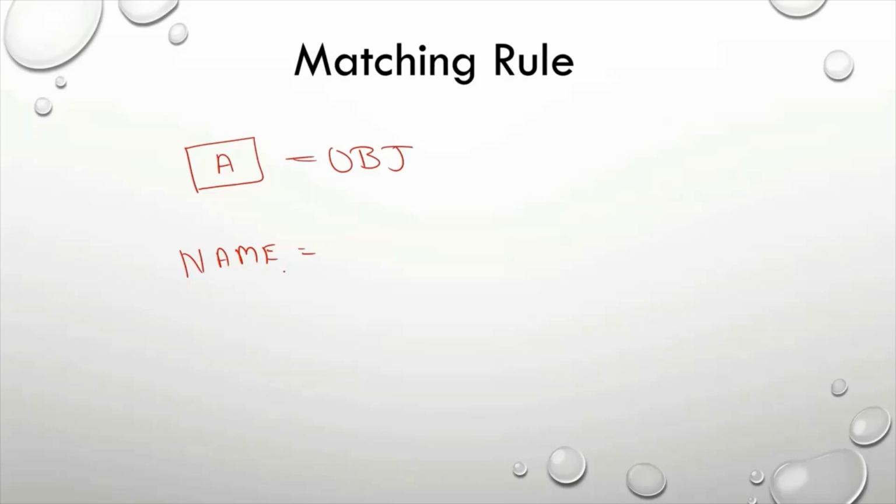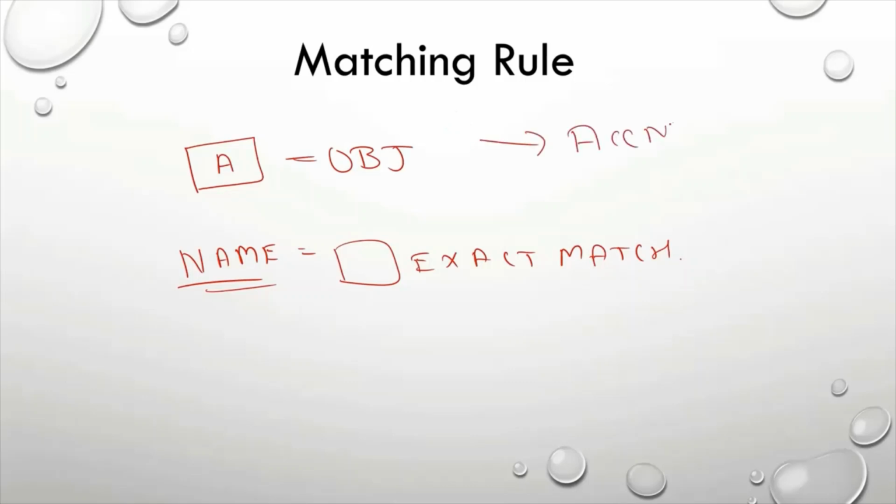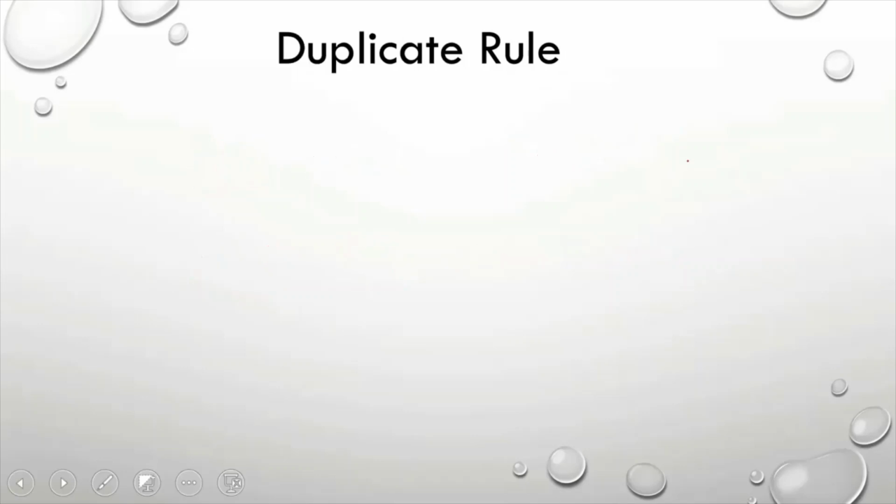So in the matching rule, we will just define the criteria. Account name is an exact match. That's it in the matching rule. So the name of this matching rule is account matching. Then we have the duplicate rule. In the duplicate rule, we have to define the matching rule.